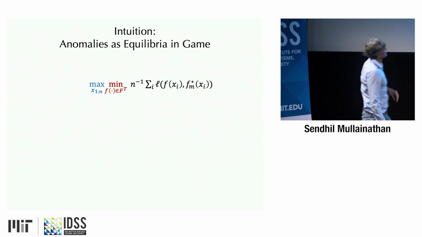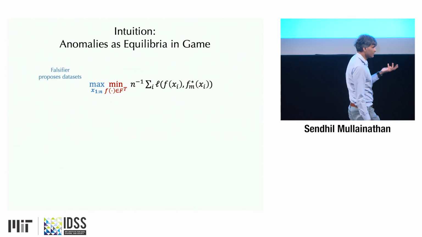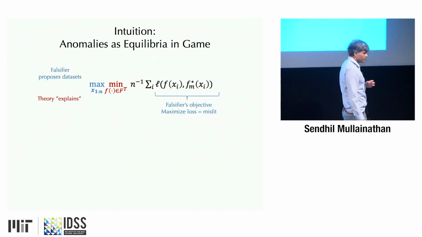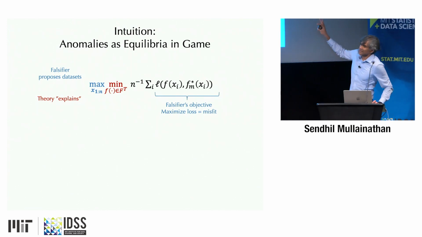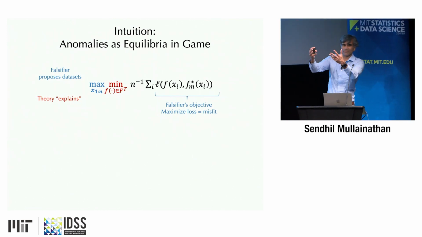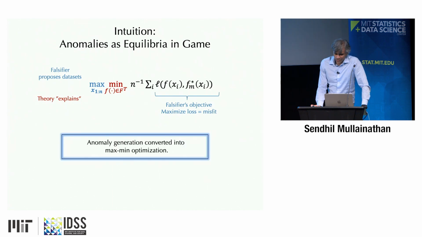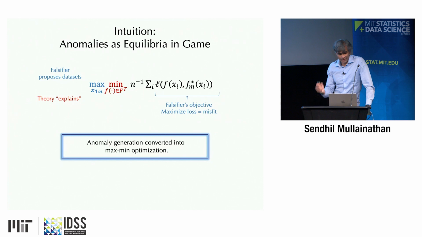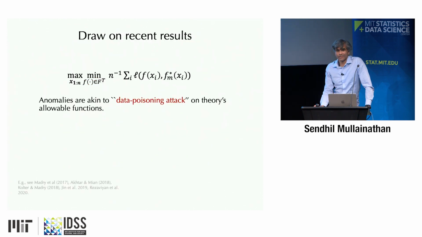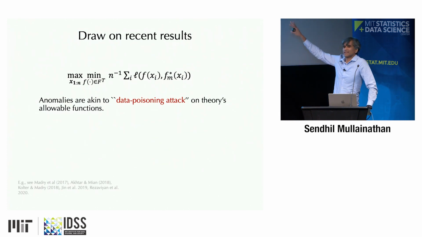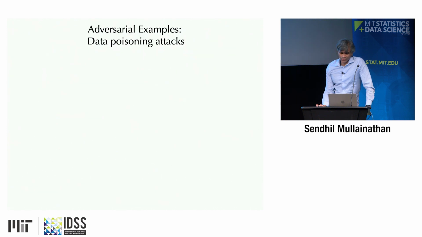So interesting anomaly search is just max-min. Falsifier proposes, theory explains. And notice none of this is in the data set that we originally had. This is completely out of distribution at this point. So anomaly generation is now converted into max-min, which then means to actually find anomalies, we can use these interesting insights people have had on these type of problems. For example, when we do poisoning attacks for supervised learning, this is actually poisoning attacks on the theory. And that machinery works extremely well.